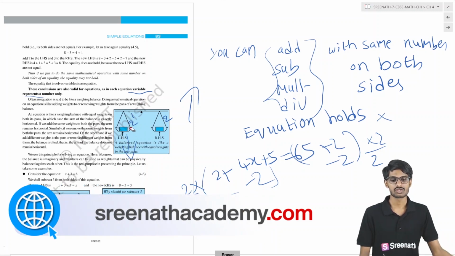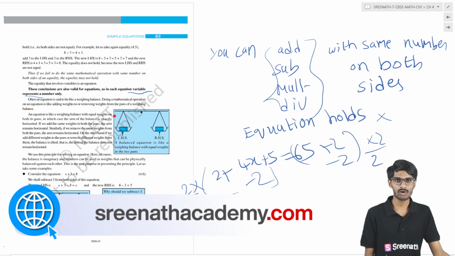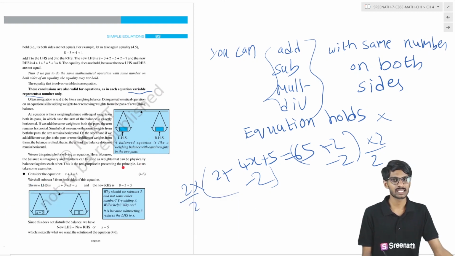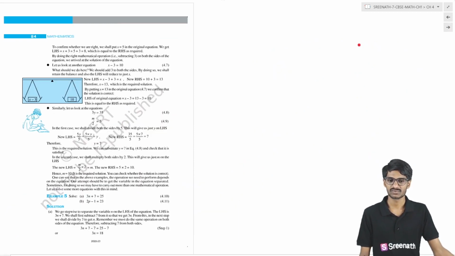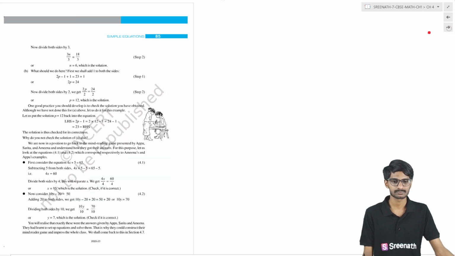The balance will be disturbed. So this is the thing you have to follow while doing equations. Whatever you are doing, do it on both sides. Whatever you do, do it with the same number and the same operation on both sides. Then there will be no change. That is the thing you have to remember, students.